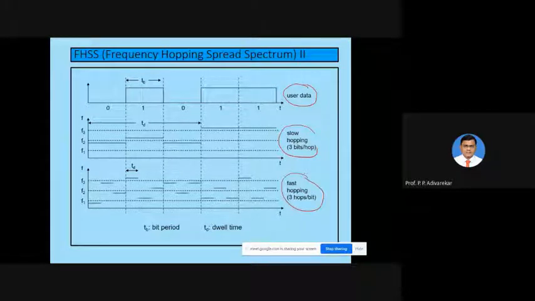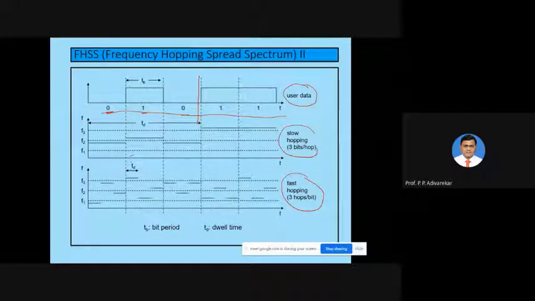Okay, so this is our user data. Now consider the bits 010, till here. I'm talking about these bits 0, 1 and 0, because for these 3 bits we are checking the diagrams below.